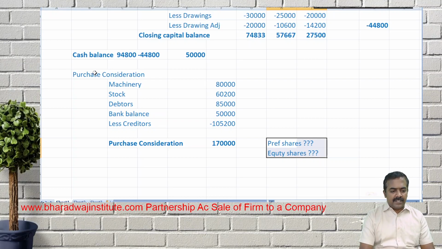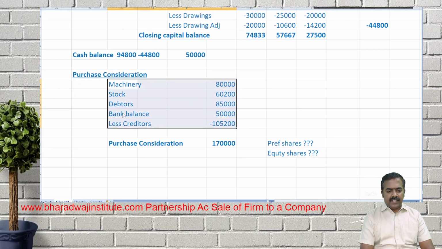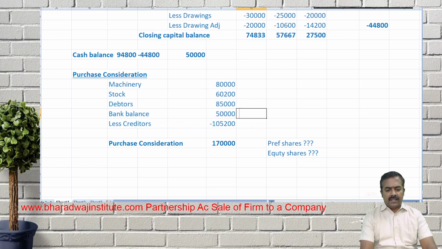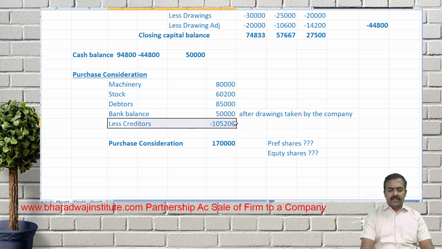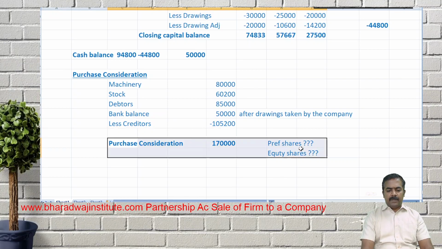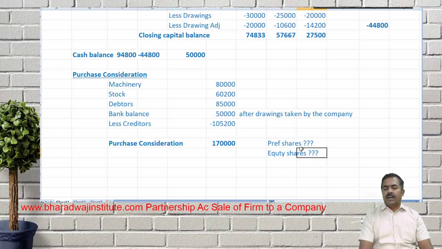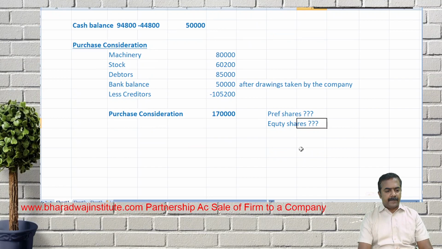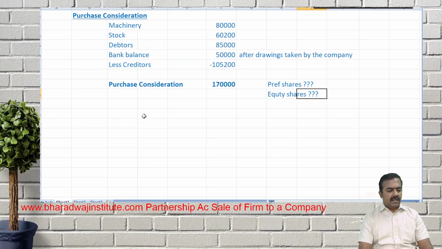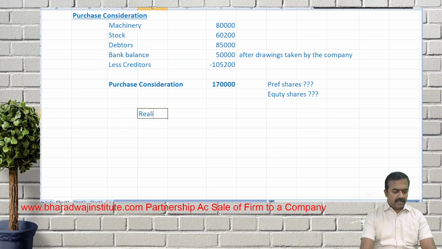So any doubt in purchase consideration? Assets minus liabilities. A bank balance of 50,000 after drawings is taken by the company. Bank balance is also taken over by the company. Creditors are also taken over by the company. Purchase consideration. We will decide how much equity share and preference share later. Shall we start? Which account next? Realization account.